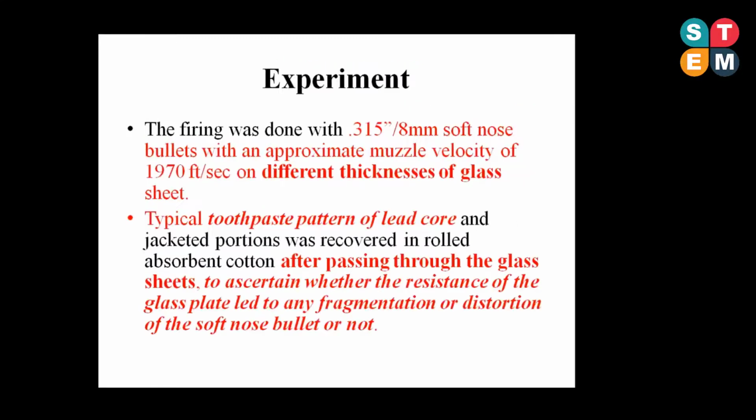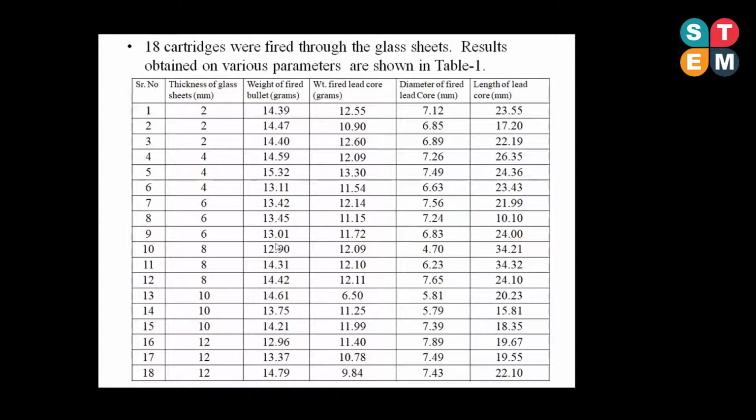Then we used targets of different thicknesses of glass sheet. After firing the 8 mm bullet through this sporting rifle, in most cases with the .315 or 8 mm bullet, we get the typical toothpaste pattern of the lead core. The jacketed portion was recovered in roll absorbent cotton after passing through the glass sheet, to ascertain whether the resistance of the glass plate led to any fragmentation or distortion of the bullet nose or not.